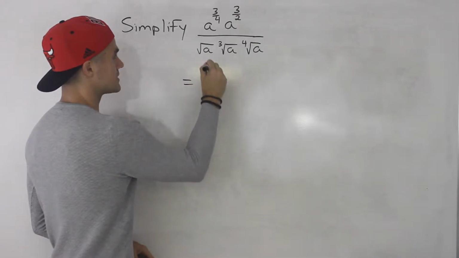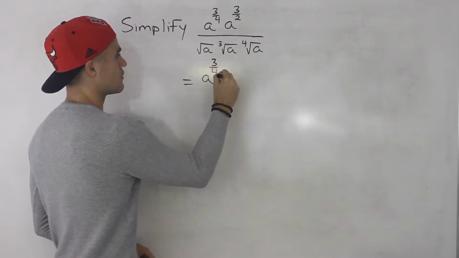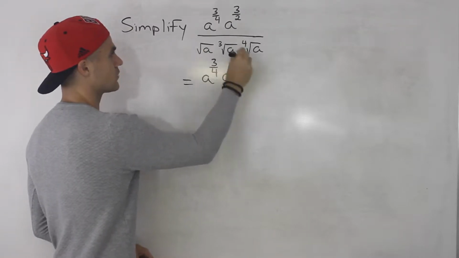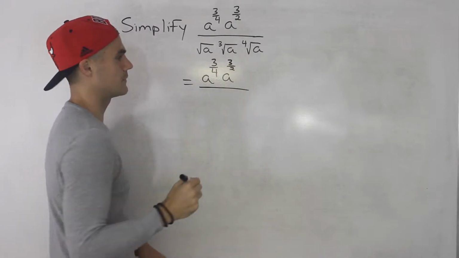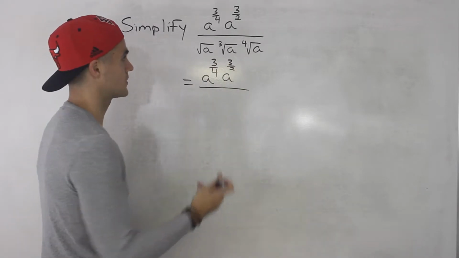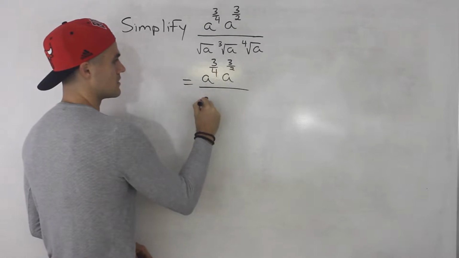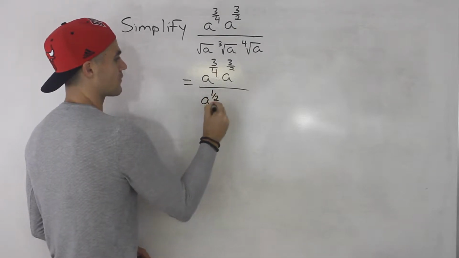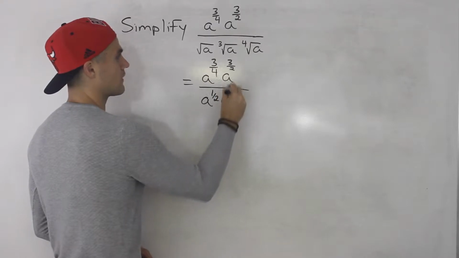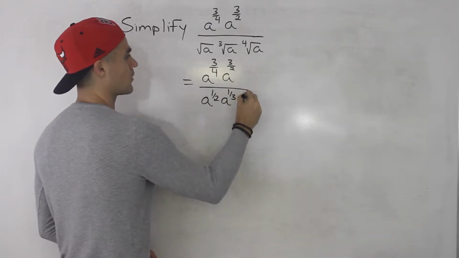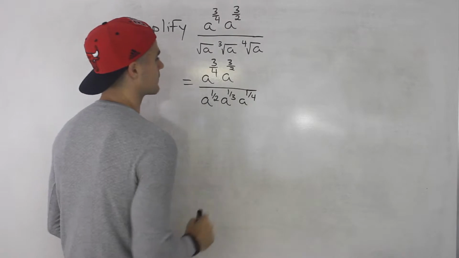So the first thing I'm going to do here is take the roots in the denominator and transform them to rational exponents. The square root of a, we can write as a to the power of 1 over 2. The third root of a would be a to the power of 1 over 3, and the fourth root of a would be a to the power of 1 over 4.